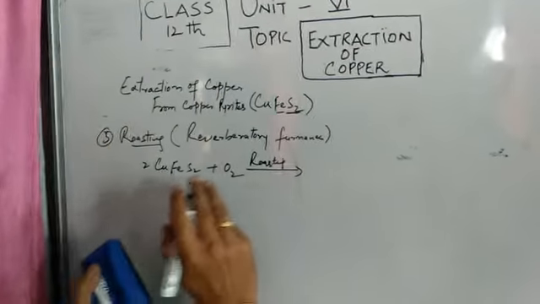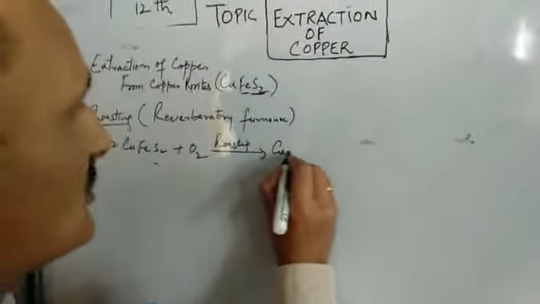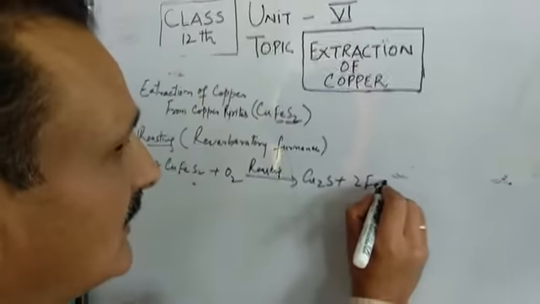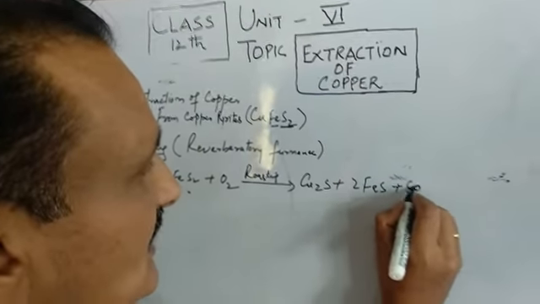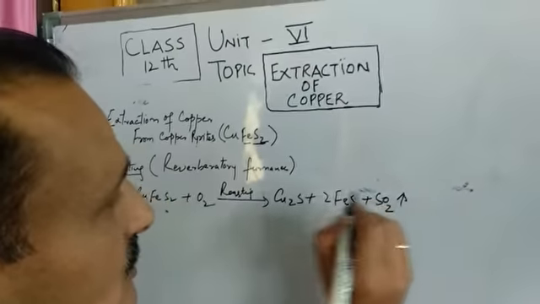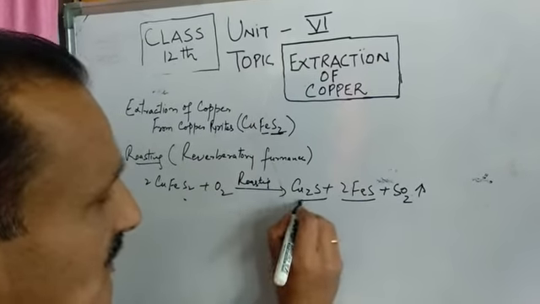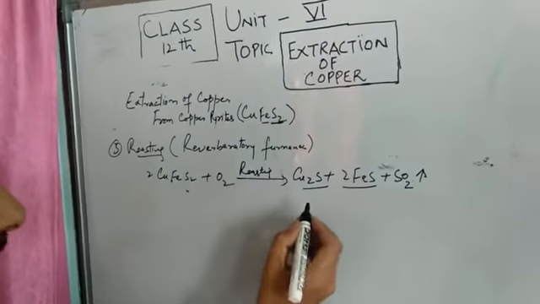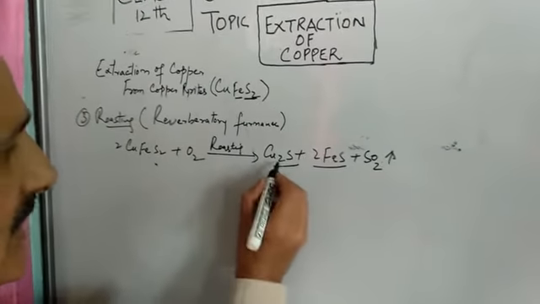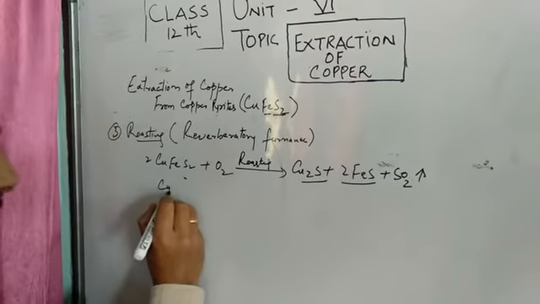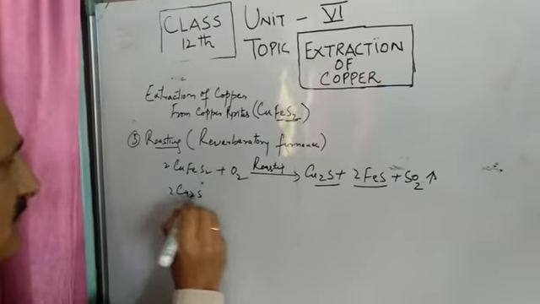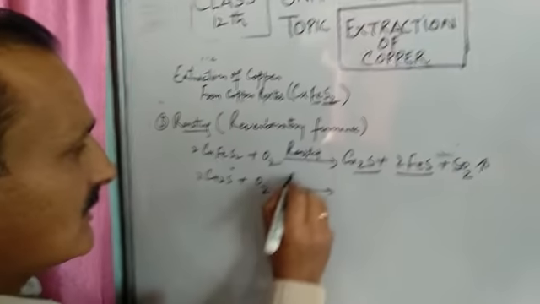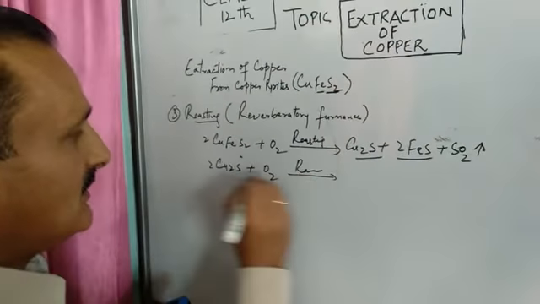So it gets changed into copper sulfide, iron sulfide, and sulfur dioxide. Sulfur dioxide being a gas evaporates out, and these two are further subjected to roasting. For example, let me go to the roasting of this one first, that is Cu2S. By roasting I mean reaction with oxygen. This is again roasting.